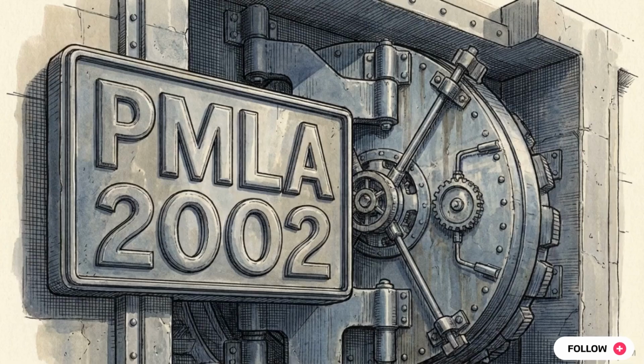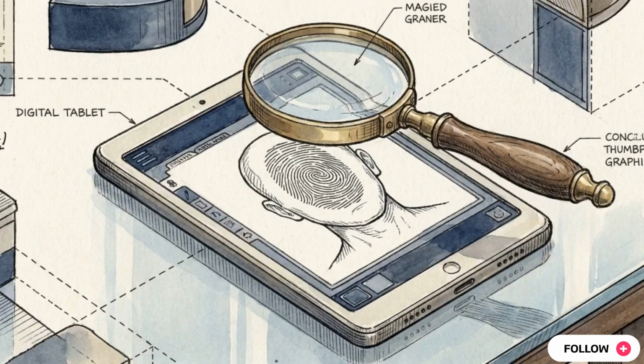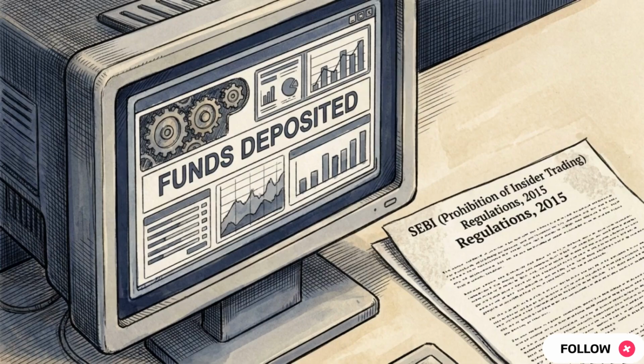The first line of defense protecting the open market is the Prevention of Money Laundering Act of 2002. It stops illicit funds from entering the system. Operationally, PMLA requires portfolio managers to execute rigorous Know Your Client and client due diligence protocols before accepting capital. If a transaction looks suspicious, the firm must report it to the Financial Intelligence Unit of India within 7 working days. Once capital is legally inside the firm, the SEBI Prohibition of Insider Trading Regulations of 2015 take over.